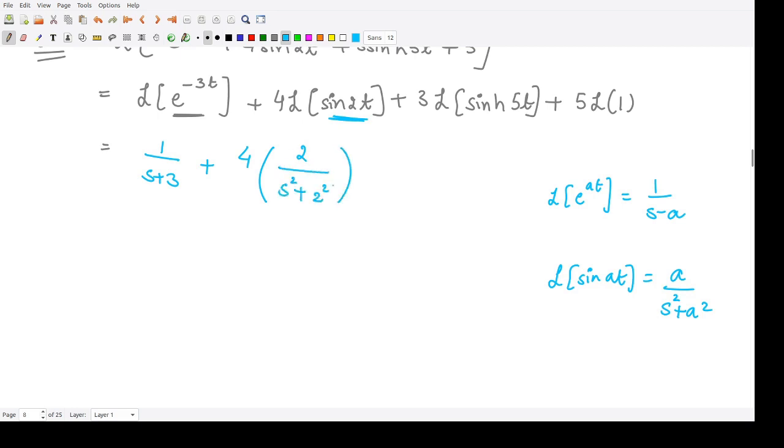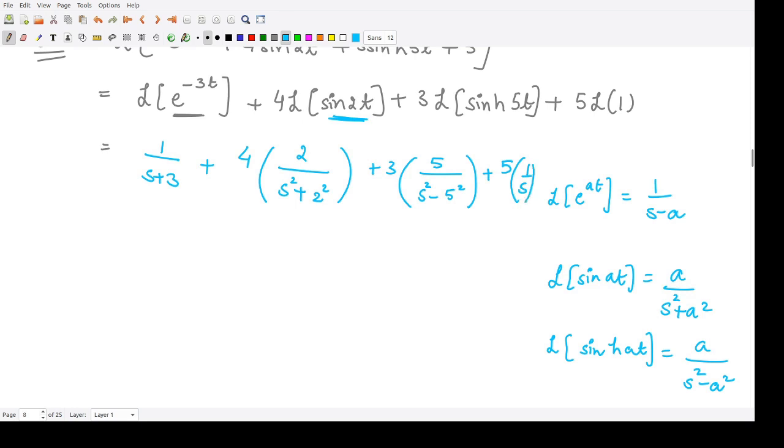The third is plus 3 as such, and then the Laplace transform of sine hyperbolic 5t. We know the Laplace transform of sine hyperbolic at is a divided by s square minus a square. Using this formula, here we have a as 5, so the Laplace transform would be 5 divided by s square minus 5 square, right? And then 5 as such, the Laplace transform of 1 is 1 by s. So this is the quantity that we have.